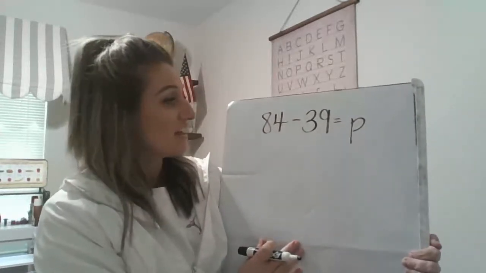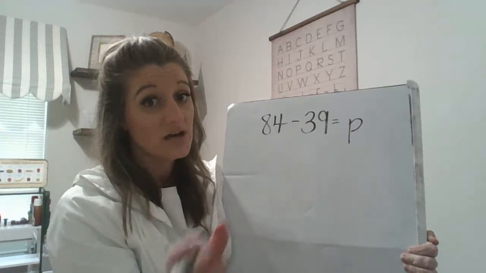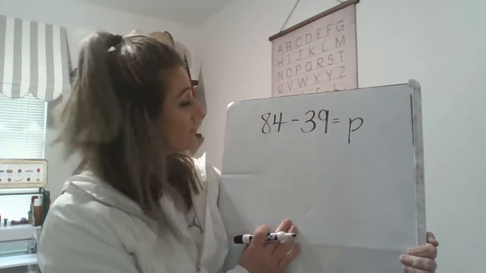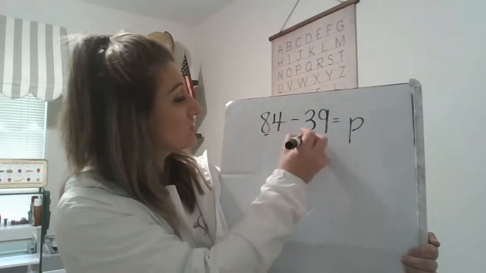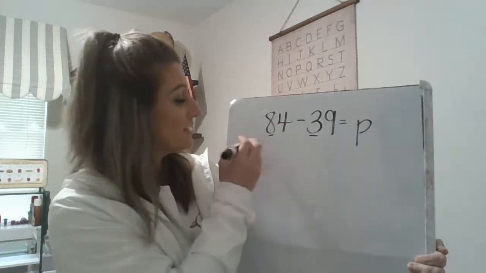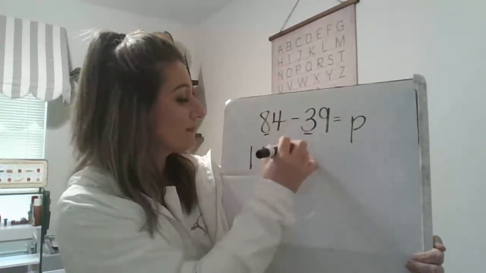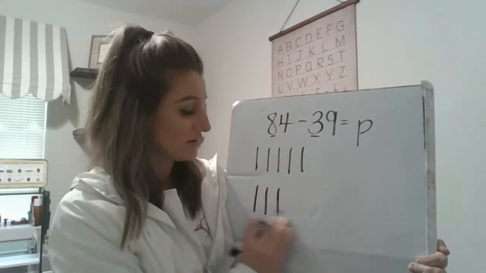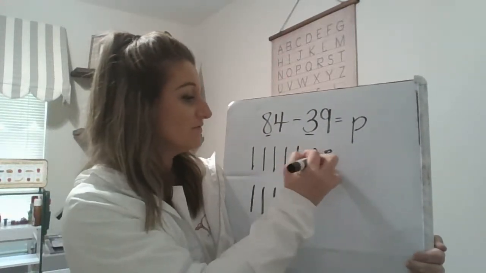So there are a couple strategies you could use. Remember, you can pause the video and solve it on your own and then click play to see how I solve. Okay, the first strategy I'm going to show you is, well, let's just draw it out with base 10 blocks. One way to draw it out is base 10 blocks. Draw out the whole, 84.